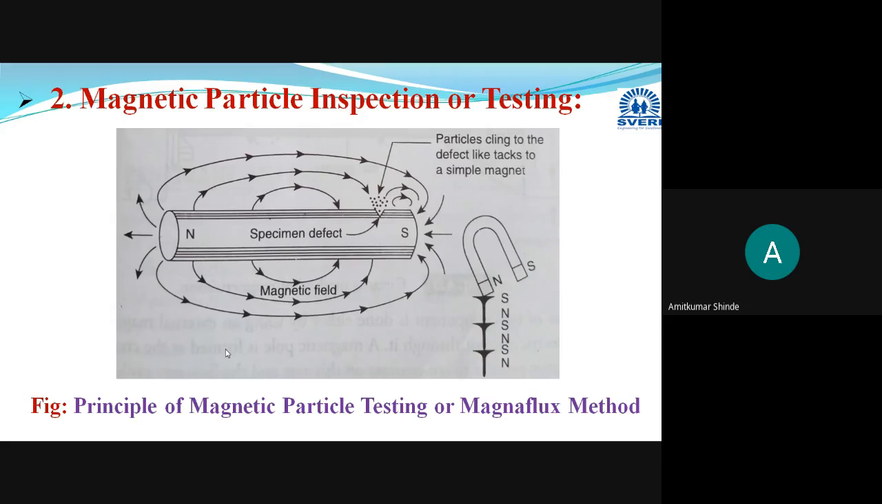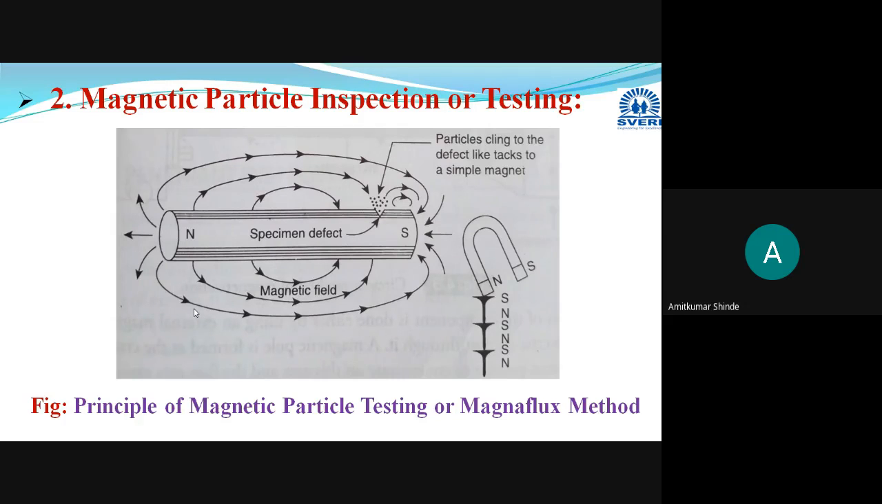Okay, this is magnetic particle testing, also known as magnetic particle inspection, or the magnaflux method. Now we will start with the principle of this magnetic particle testing.